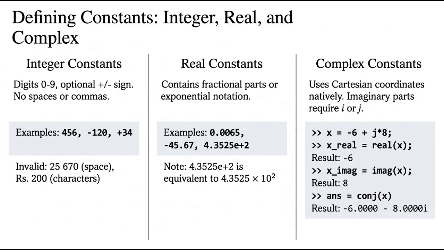So these are integer constants, the digits 0 to 9. Plus and minus signs are optional, no spaces or commas are required. Here you can see there are examples for every kind of constant: integer constants, real constants, complex constants. These are the codes and this is the output you'll be getting.